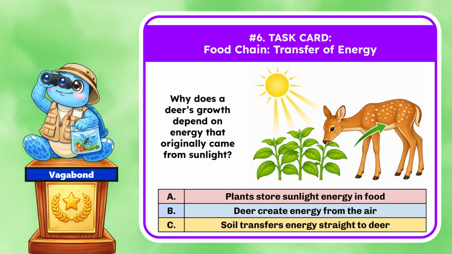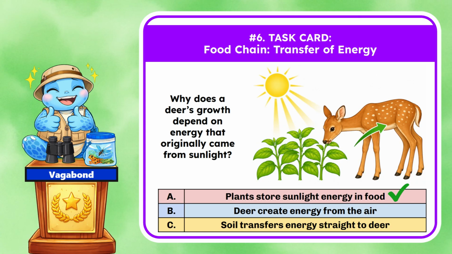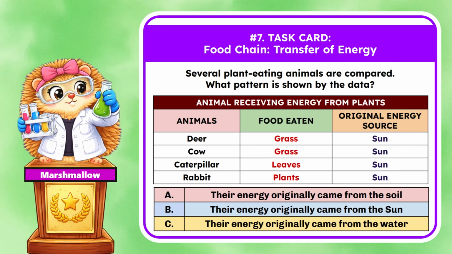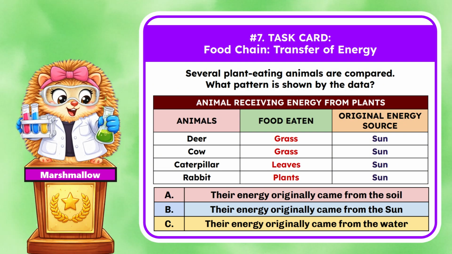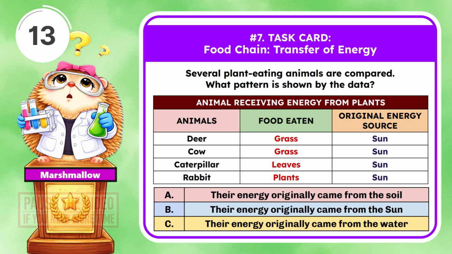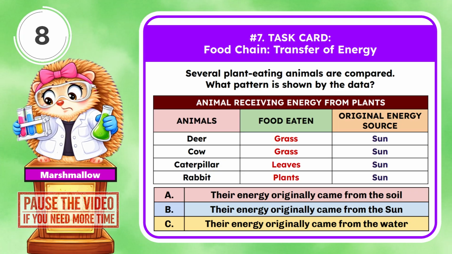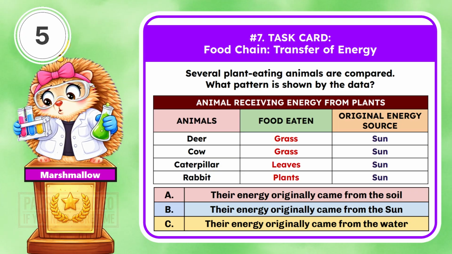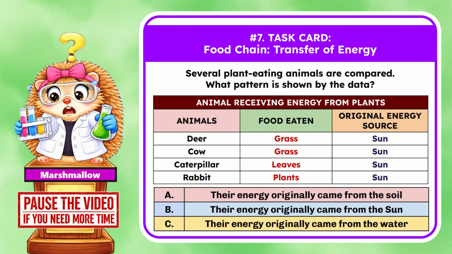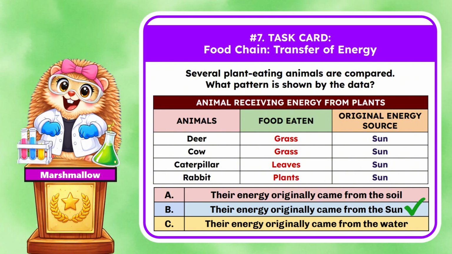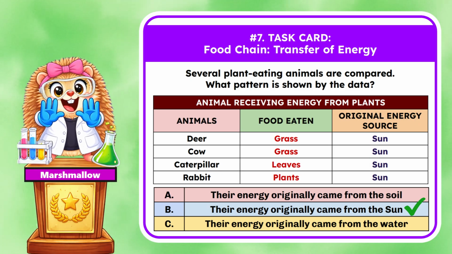And the correct answer is letter A. Plants store sunlight energy in food. Several plant-eating animals are compared. What pattern is shown by the data? And the correct answer is letter B. Their energy originally came from the sun.